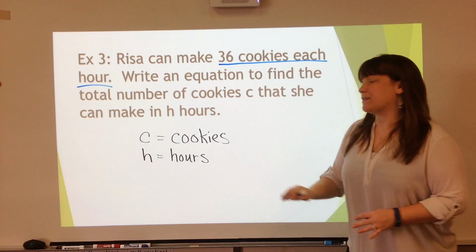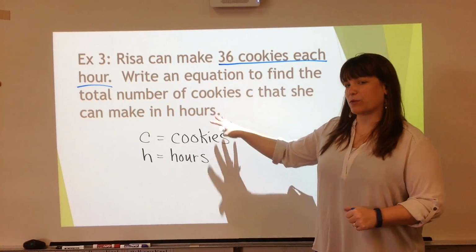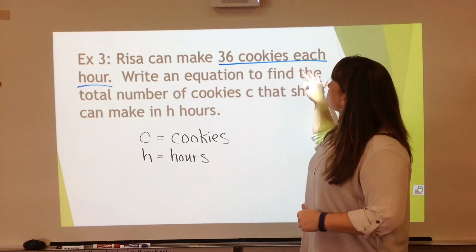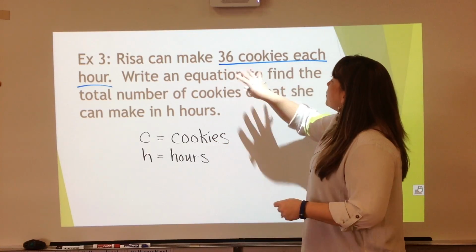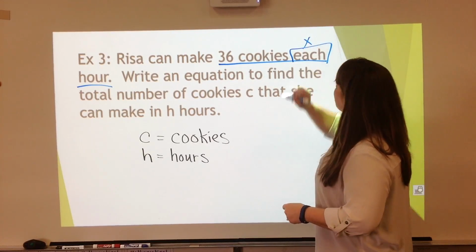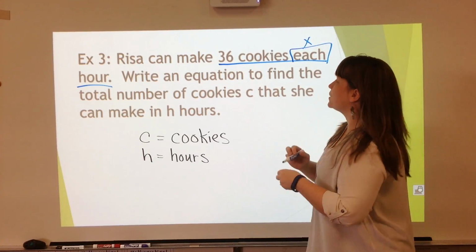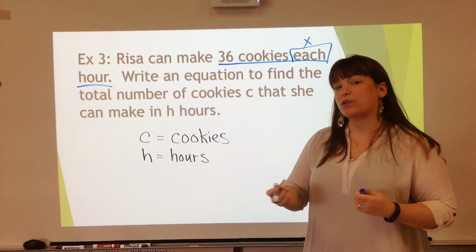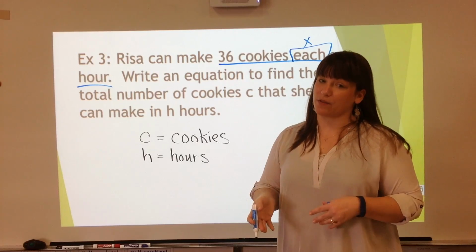Okay, so what I have here is I've defined the 2 variables that we're working with. Cookies is C, H is hours, and then I've underlined the key sentence. 36 cookies each hour. Each is our key word that we've been seeing often for these examples, and that means multiply. And we have to label which variable is dependent upon the other.